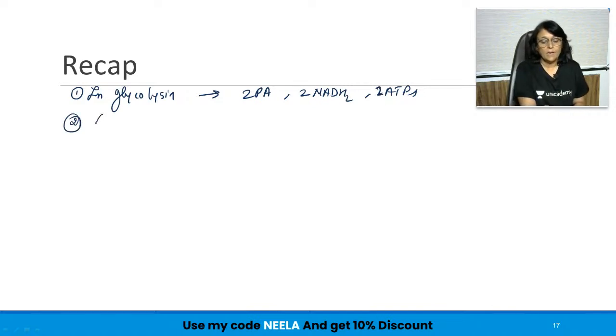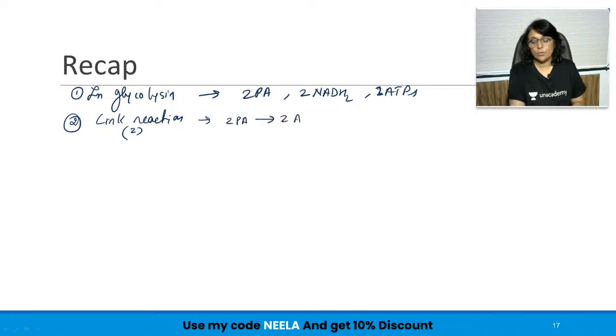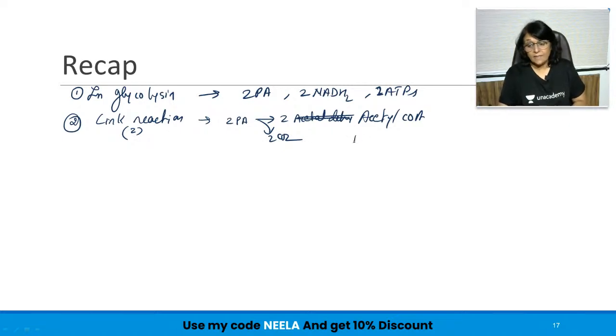Then link reactions. Link reaction takes place 2 times because every pyruvic acid changes into acetyl coenzyme A. In this, 2 pyruvic acids are converted into 2 acetyl coenzyme A. And in this, 2 carbon dioxides are given out. But in this process, we also got 2 NADH2.